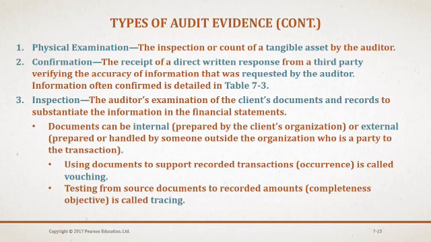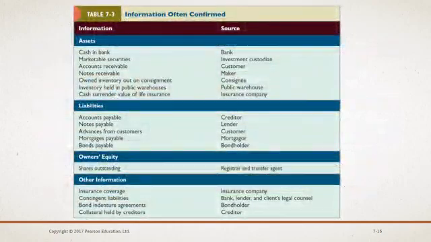The auditor uses documents to test from the source document to the recorded amount, which means completeness, and this is called tracing. The auditor also uses documents to support recorded transactions, which means occurrence, and this is called vouching. This table shows examples of the information that the auditor needs and its source, like when the auditor needs to know information about cash in bank as an asset, the source of the information is the bank, and so on.